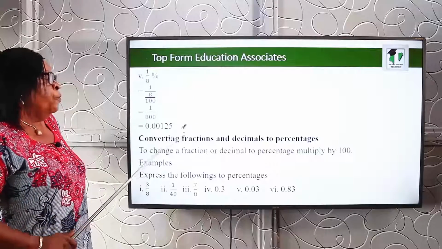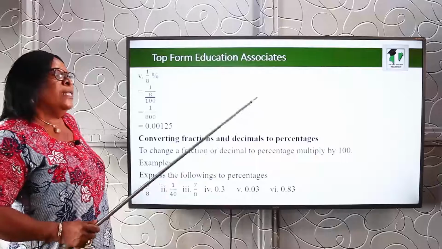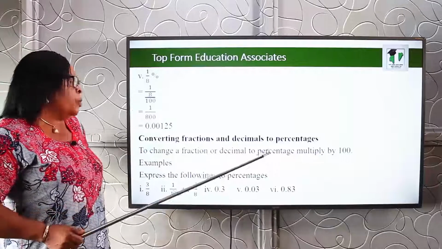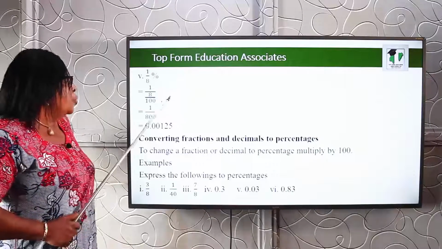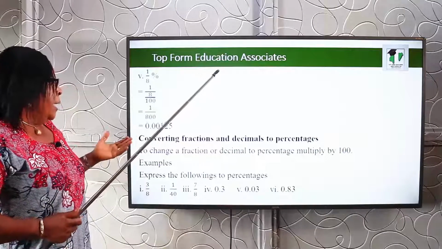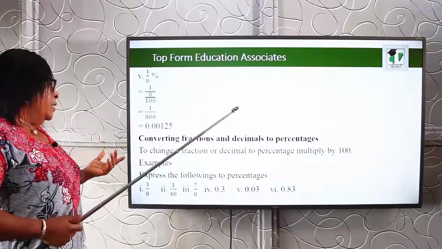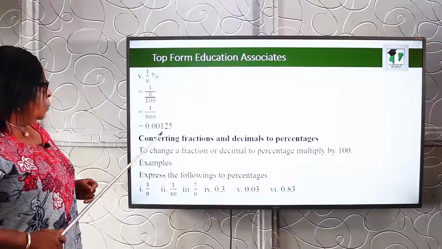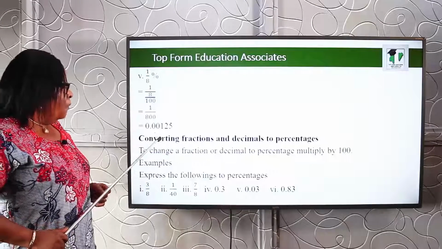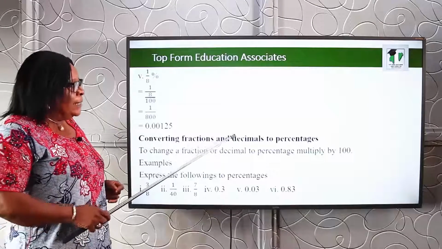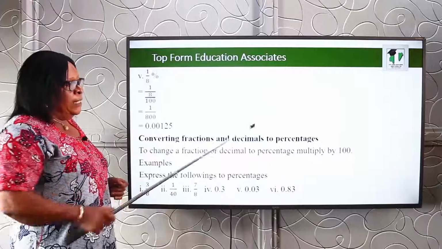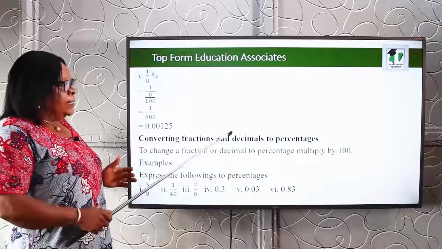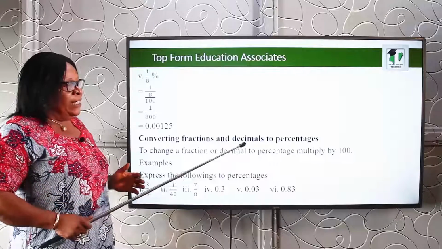Students, I hope you are following in this conversion from decimal to percentage, or from percentage to fraction, or from percentage to decimals. We are moving to another subtopic, which is converting fractions and decimals to percentages.